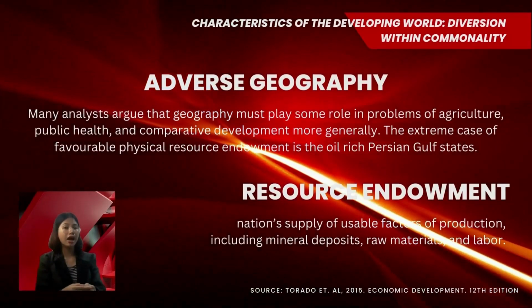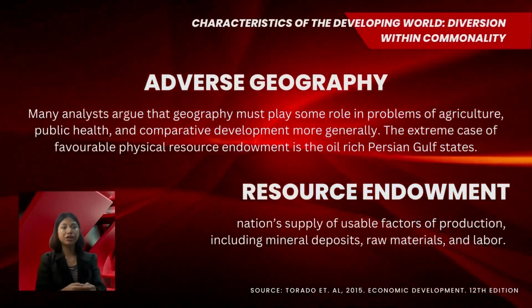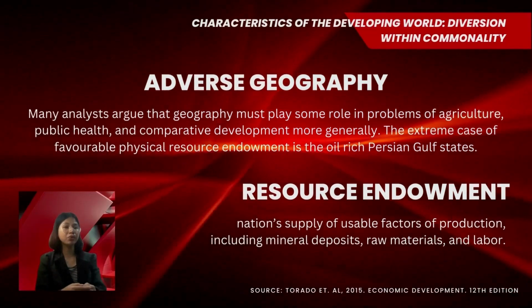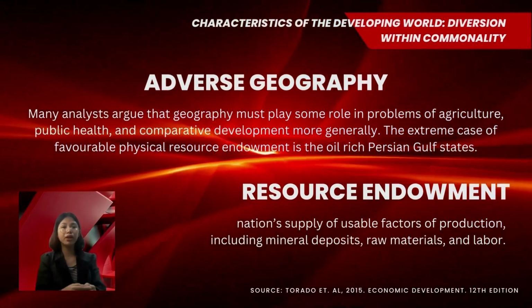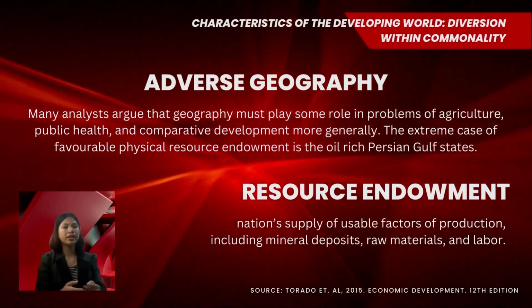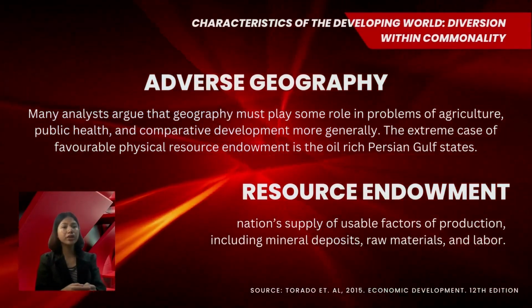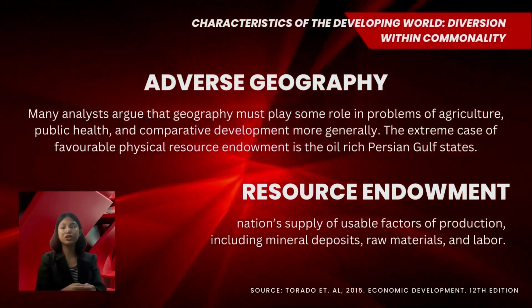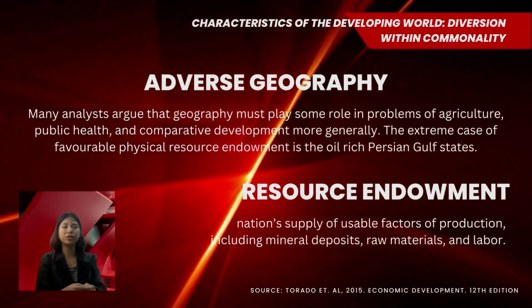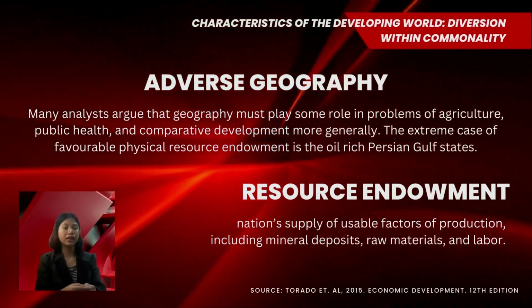Next is adverse geography. Many analysts argue that geography must play some role in problems of agriculture, public health, and comparative development more generally. The extreme case of favorable physical resource endowment is the oil-rich Persian Gulf states. Resource endowment is nations' supply of usable factors of production, including mineral deposits, raw materials, and labor.